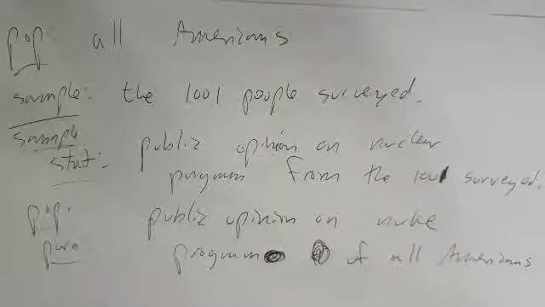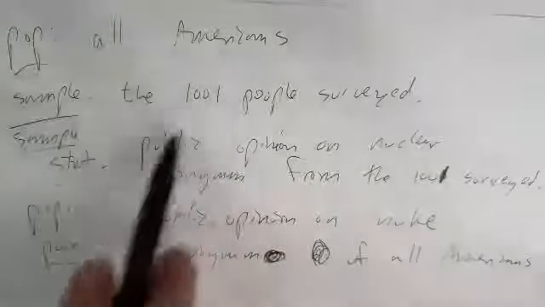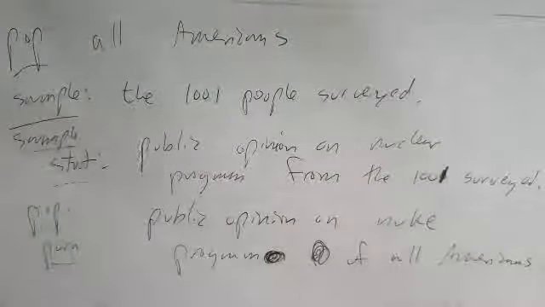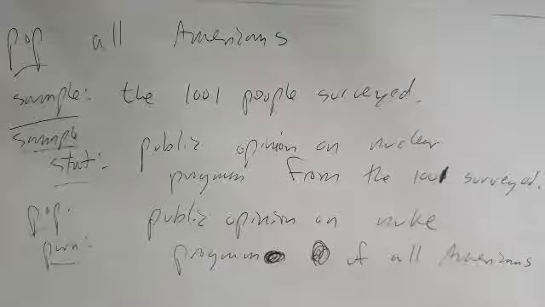I feel like this is the correct order to put them in though, maybe I'm just being crazy, but from the process that we do things, right? We want to say something about all Americans. So what are we going to do? We're going to sample 1,001 people. We're going to get their opinion on the nuclear program. We're going to use this to make an inference about the population parameter.